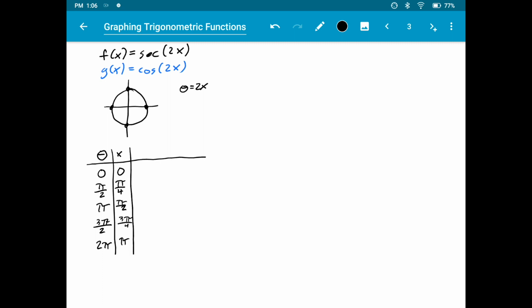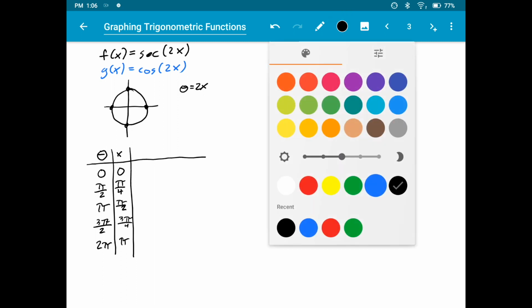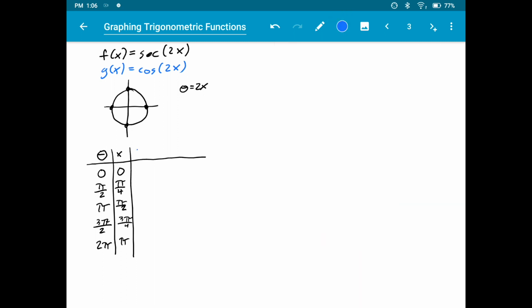So then for the cosine graph, this gives us a y value of 1, 0, negative 1, 0, 1. For the secant graph, it gives us y values of, well, 1 over 1 gives us 1. 1 over 0 is undefined. 1 over negative 1 gives us negative 1. 1 over 0 is undefined. And 1 over 1 gives us 1.